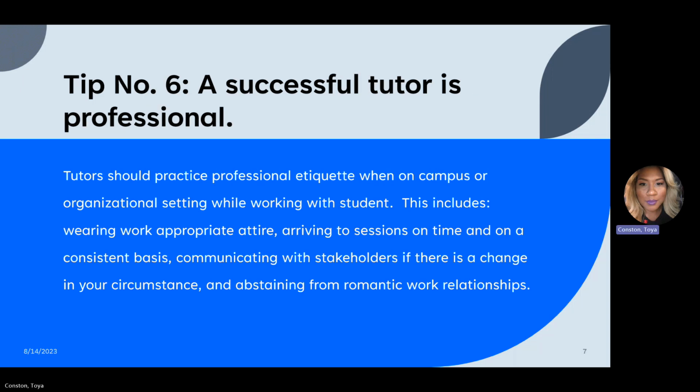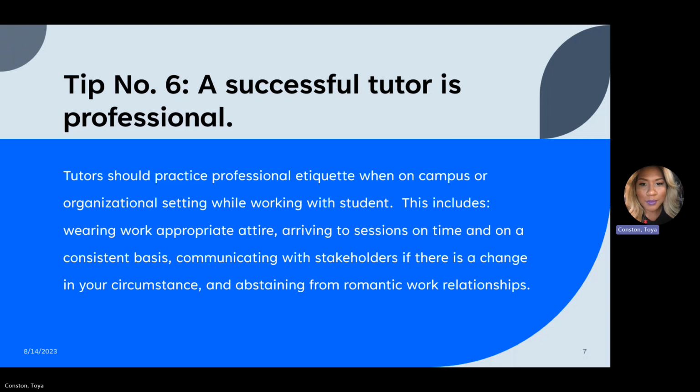Tip number 6, a successful tutor is professional. Tutors should practice professional etiquette when on campus or organizational settings while working with students. This includes wearing work appropriate attire, arriving to sessions on time and on a consistent basis, communicating with stakeholders if there is a change in your circumstance, and abstaining from romantic work relationships. A successful tutor, again, is professional.